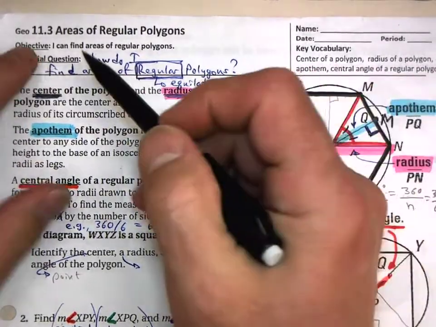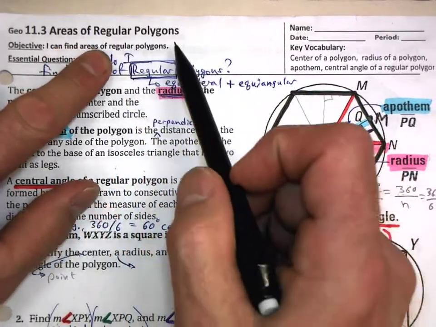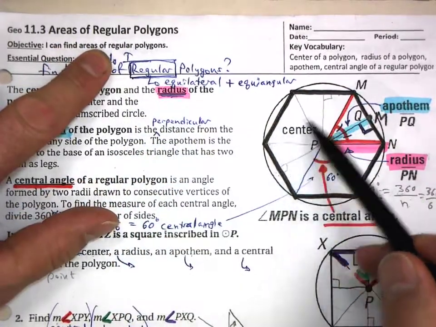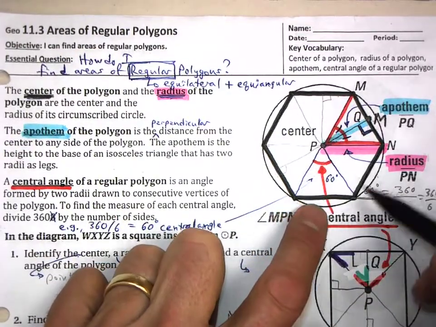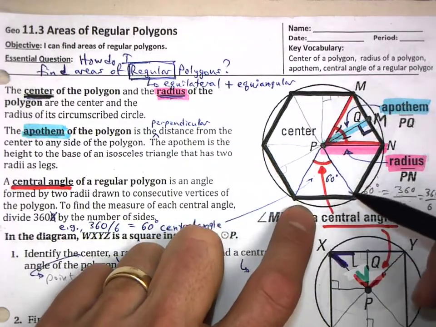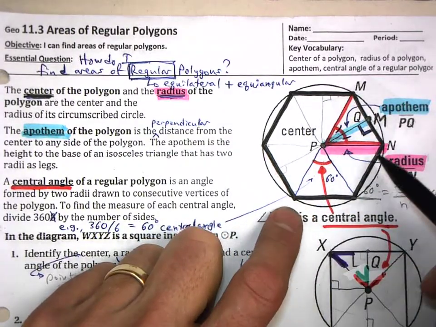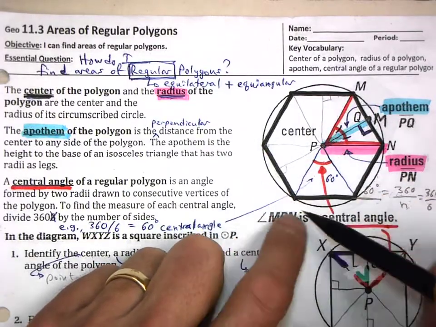Welcome to 11.3. We are looking at the areas of regular polygons. We want to find the area inside of this polygon. So I've made this polygon a little bit bolder black here. You might want to do that on your notes also so that you understand we're talking about the polygon on the inside, not the circle on the outside.